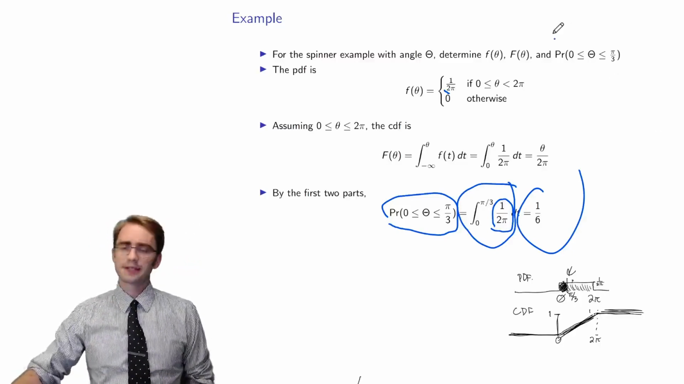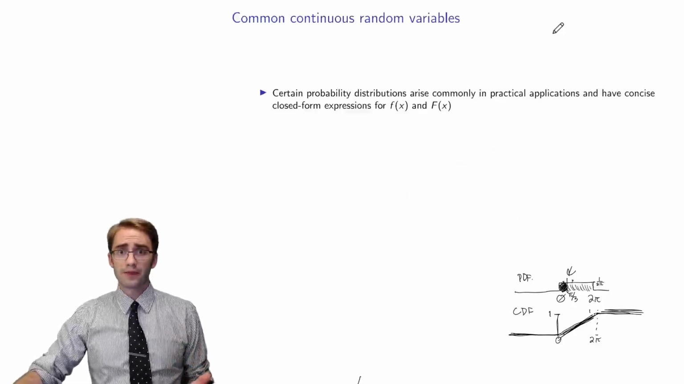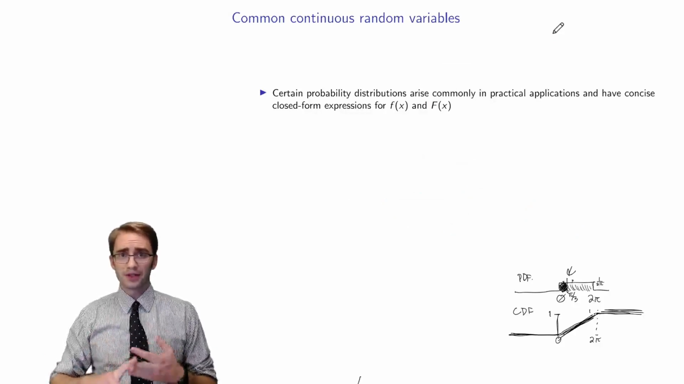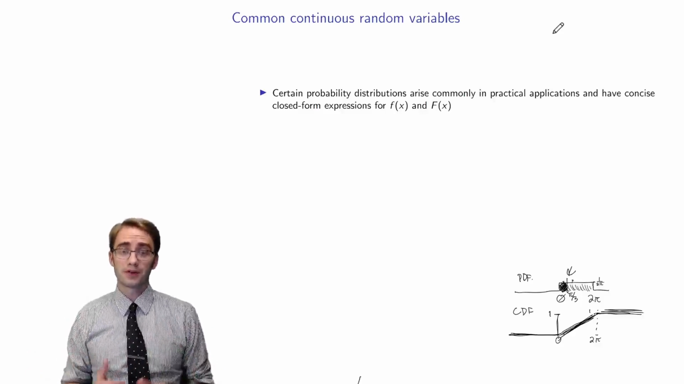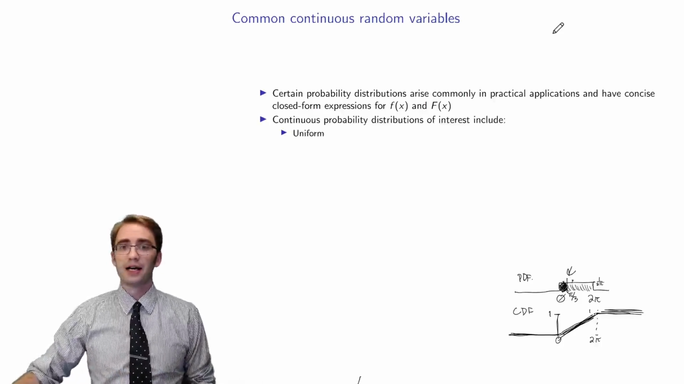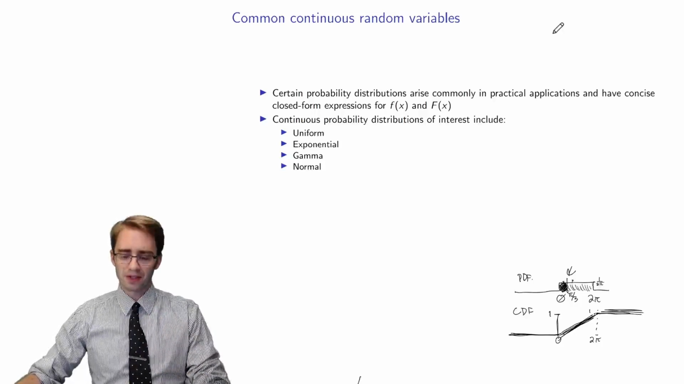Now, just as we have certain discrete random variables that are very useful to us, Bernoulli, binomial, Poisson, and so on and so forth, there are also certain very useful continuous random variables, and we give them names. And so we'll describe a few of those now. You've got the uniform distribution, which in fact we just looked at, the exponential distribution, the gamma distribution, and the normal distribution. There are plenty of other distributions out there, but these are the ones we're really going to focus on.